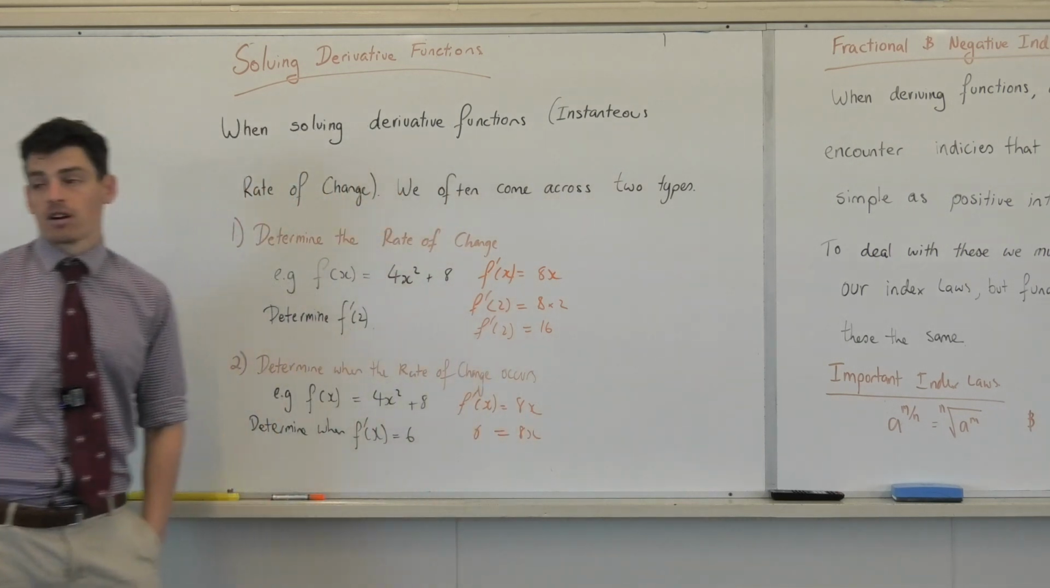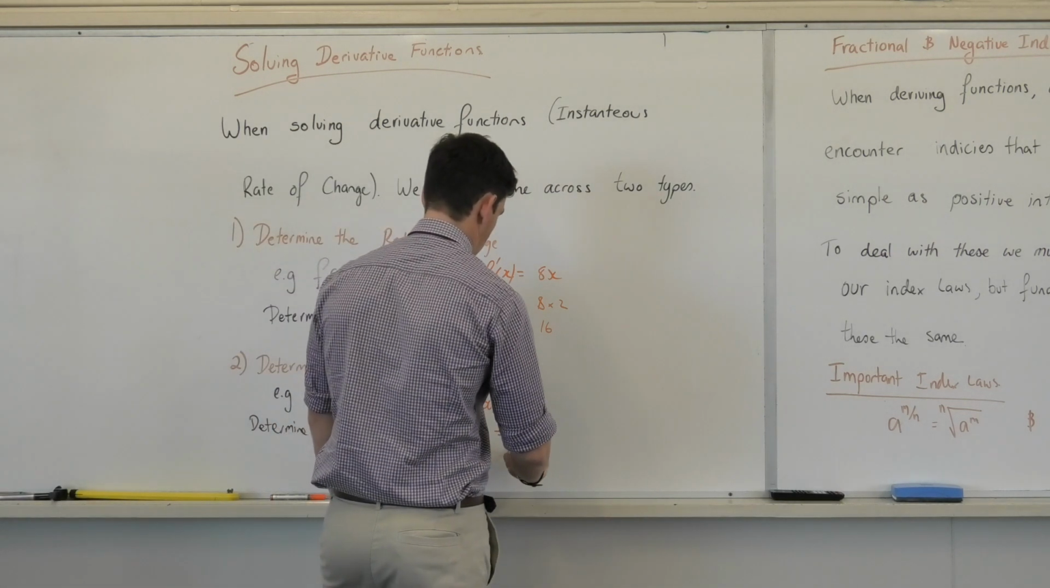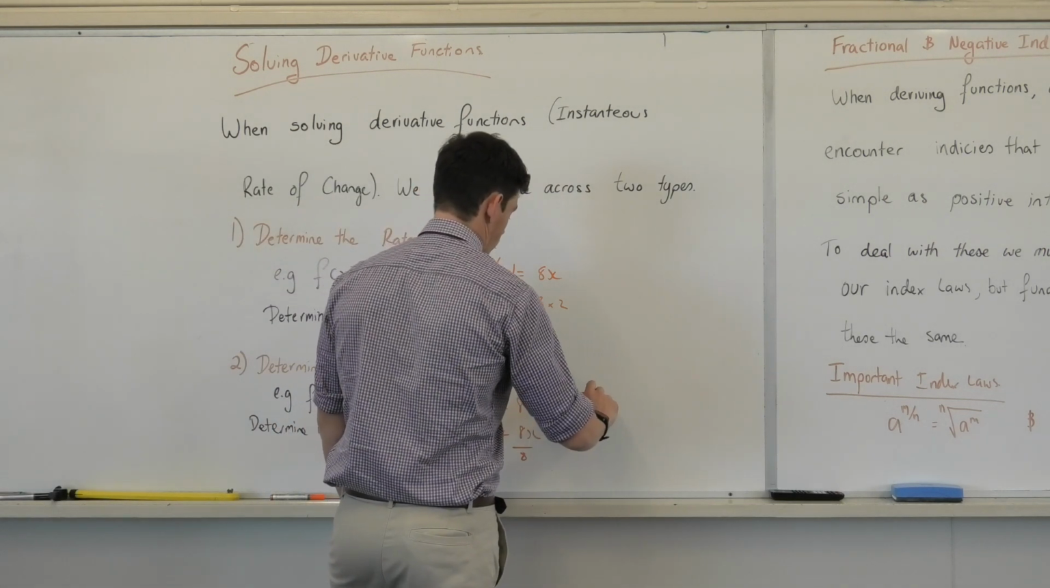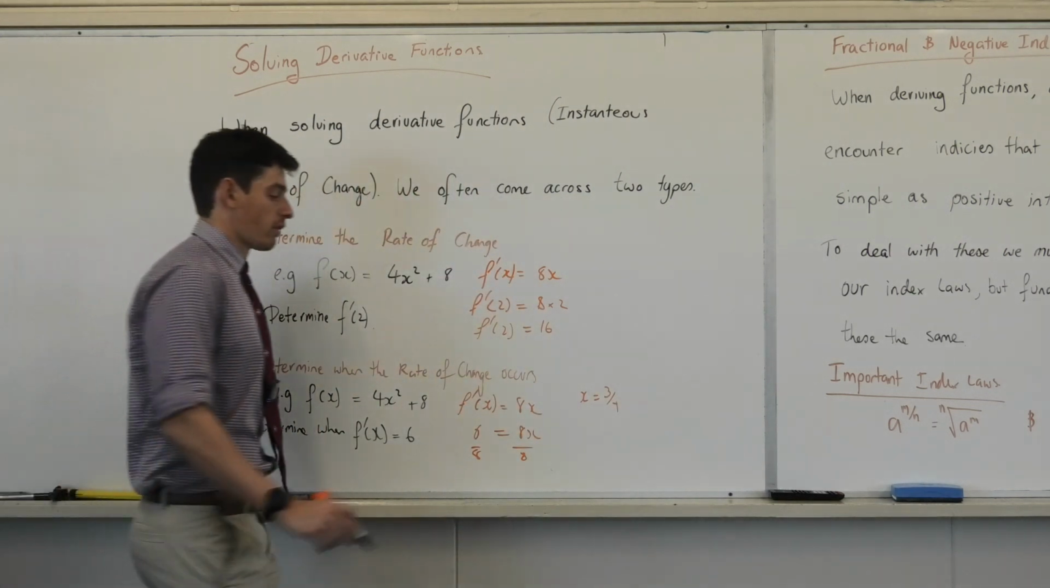Now what's the process that I need to use? I need to rearrange, which I do by dividing by 8. I get x equals 3 on 4. Happy with that?